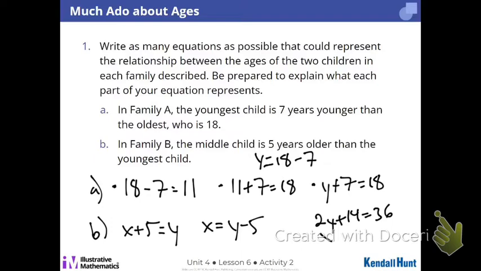Troy, you got one? m minus 5 equals y. Yeah, I think that's kind of what we got there. We just use x and y instead. What did anybody do? So we got x plus 5 equals y. I also have another one. I did y minus x equals 5.